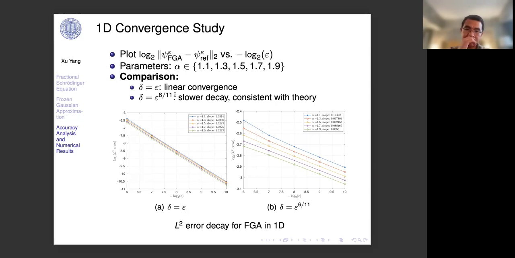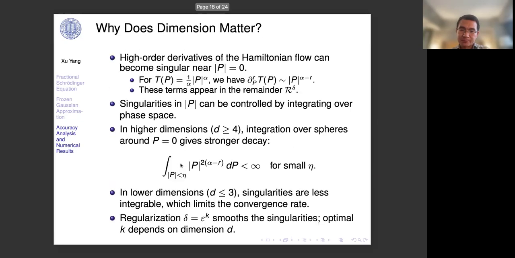So the two figures are plotted under different regularizations. The left one is regularized in the sense of epsilon, I mean the delta. If you forgot, the delta is how we regularize the Hamiltonian.